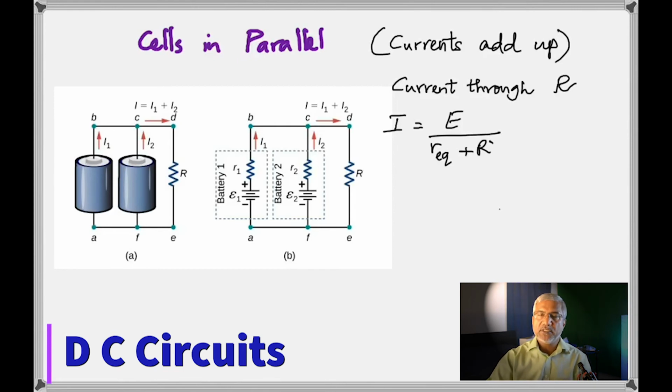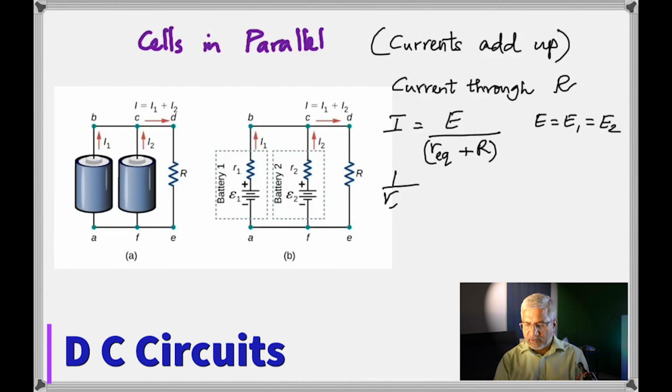So that's important. Divided by the R equivalent of these two. These two are in parallel, while that combination is connected in series to this resistance R. So don't misunderstand what I said before. That means the R equivalent of these two plus the external load, which simplifies to, remember, E is E1 is equal to E2. So 1 by R equivalent is 1 by R1 plus 1 by R2. We know that.